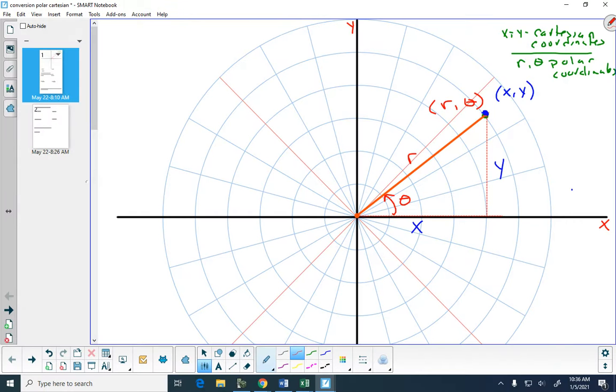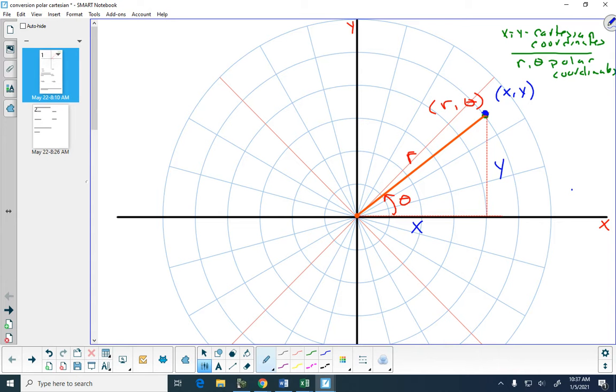So this point in a Cartesian coordinate system can be labeled x and y. We moved out x units here and moved up y units here. Or in r theta, we rotated theta units here and we went out r units from the pole. So there's two ways of labeling this one point.